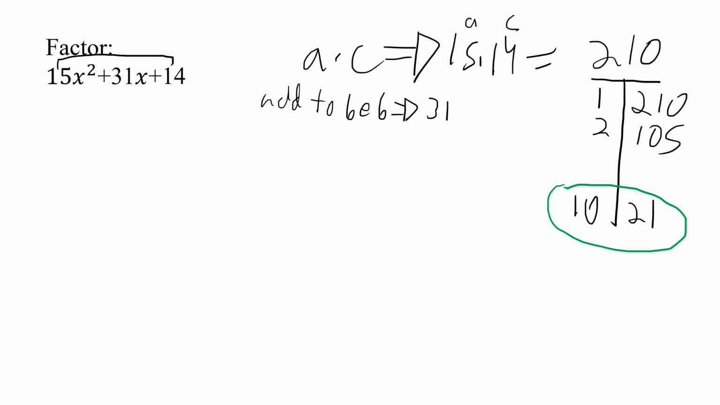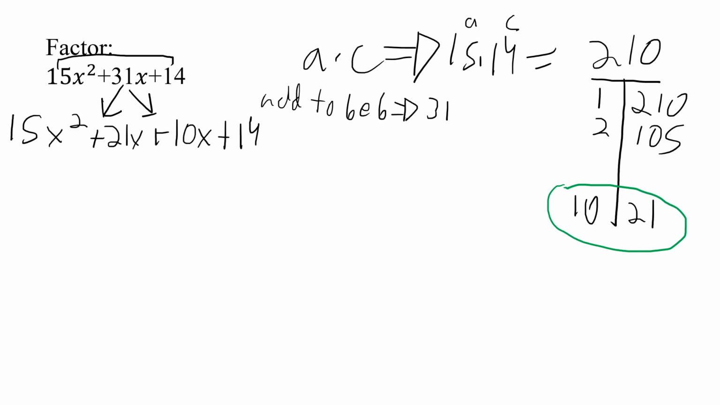So just like last time, we rewrite our first term, 15x squared. But we break our middle term up. It doesn't matter which one you put first, guys. It's okay if you put the 21x first or the 10x first. Just make sure you put both of them in. So I'm going to do the 21x first, plus the 10x, plus 14. All right, so we've split that middle term up. It's time to form our groups.